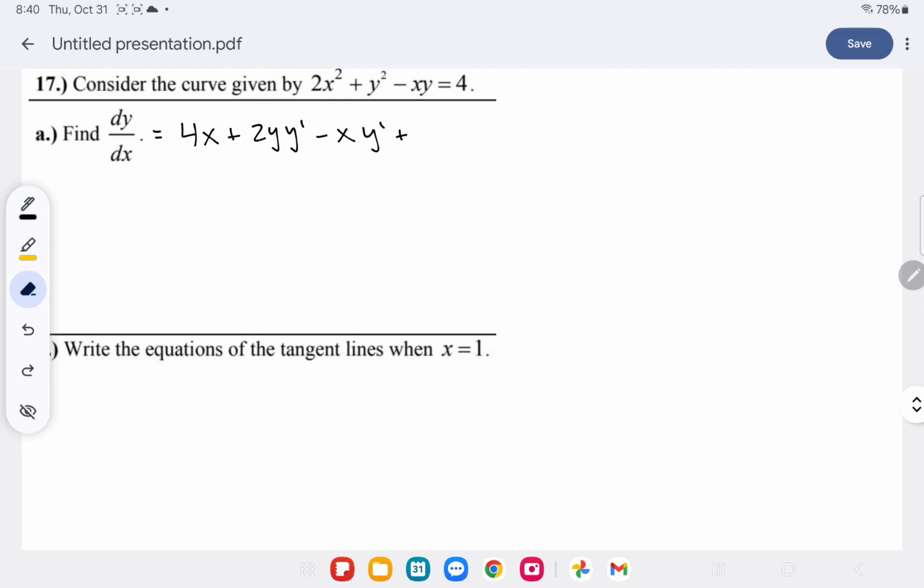So we actually get negative 1 times y. And the derivative of 4 is 0. So just like before, I'm going to group the things with a y prime on one side. And everything else will get moved to the other. Isolate the y prime.